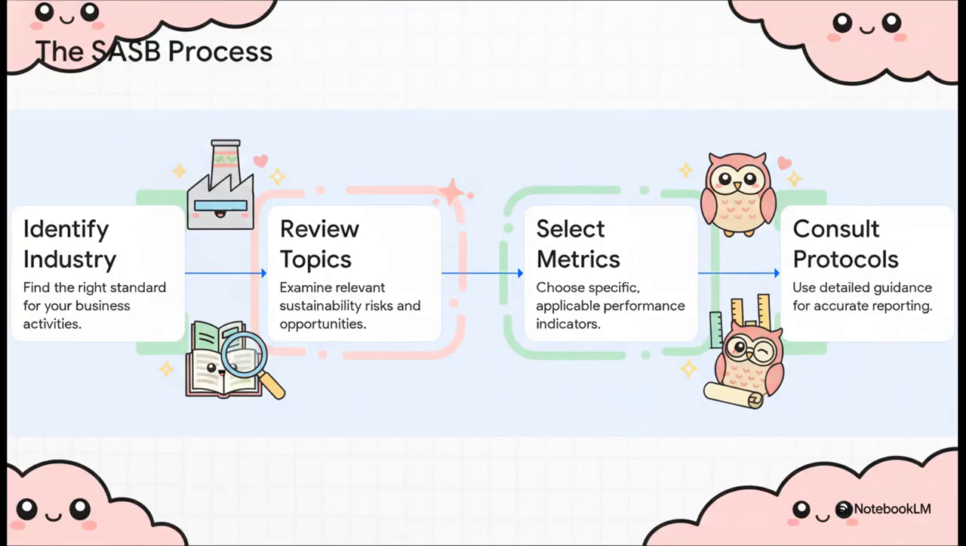Using the SASB standards is actually a pretty straightforward four-step process. First, you just identify your specific industry. Second, you review the disclosure topics that are relevant for that industry. Third, you select the specific metrics that apply to you. And finally, you consult the detailed technical protocols for extra guidance on how to report.